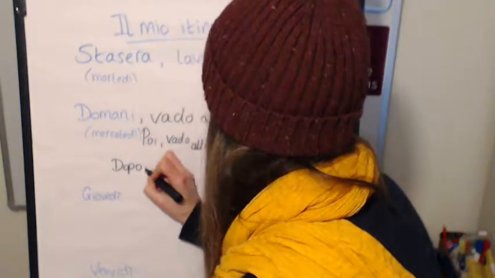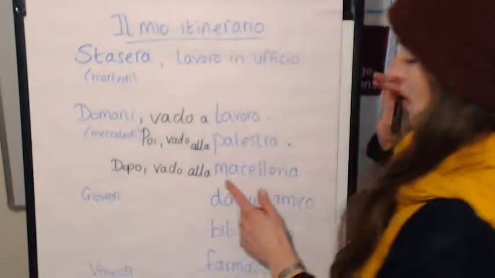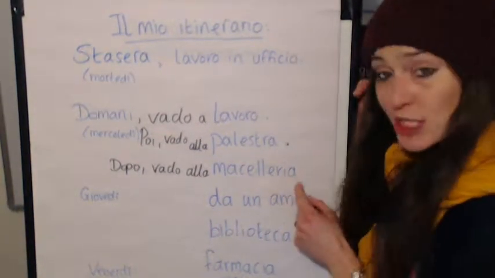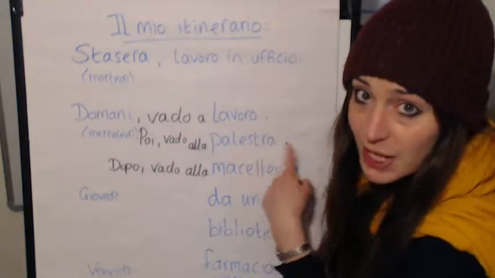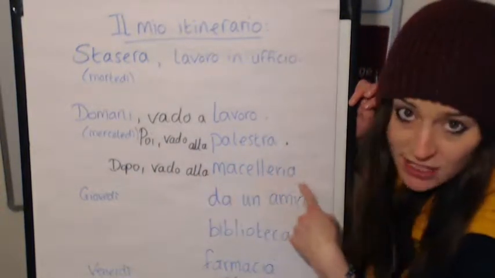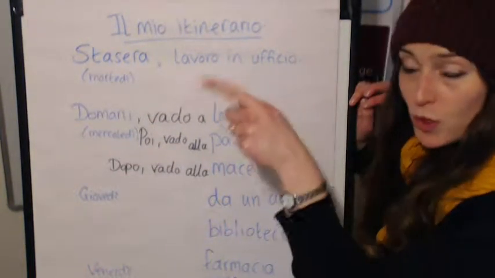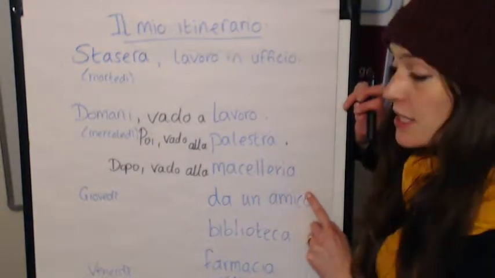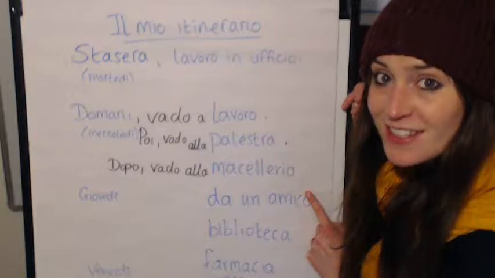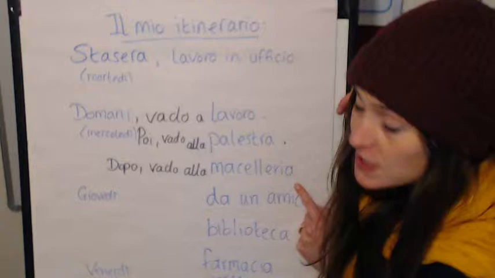Dopo, afterwards or after, vado alla macelleria. Questo è vero. So this is true, actually. Dopo la palestra, vado alla macelleria. So, che cos'è macelleria? It's a place in town. Qui a Chepstow c'è una buonissima macelleria che si chiama Trim's. Okay, so there's a new butcher's, fantastic, which is called Trim's Butchers.